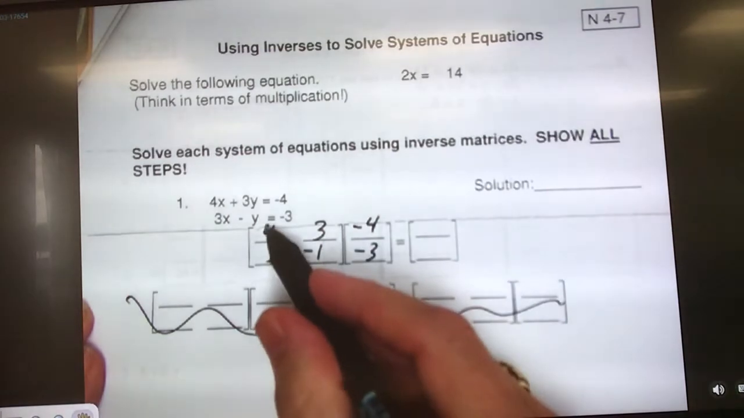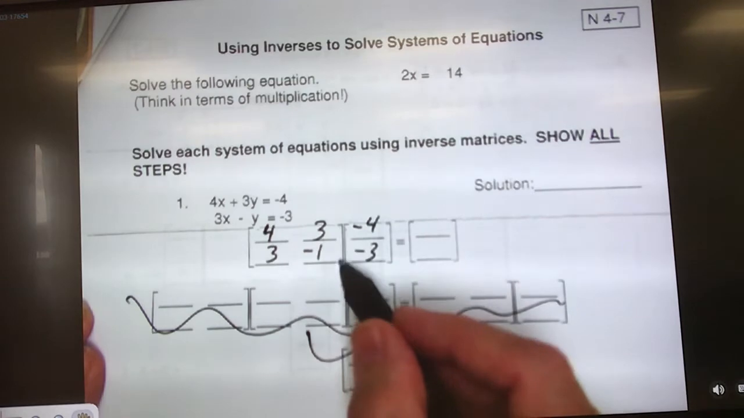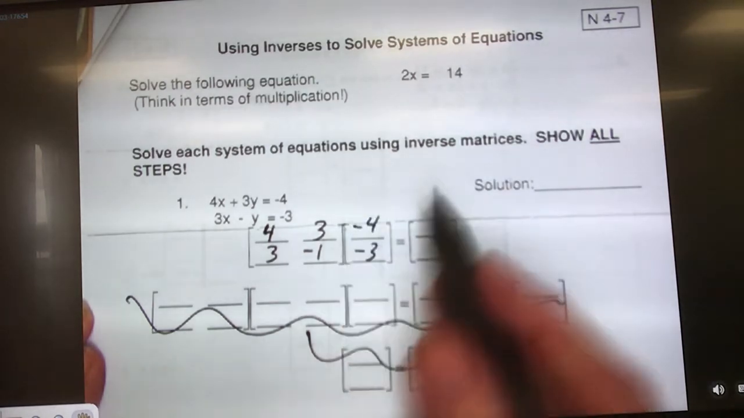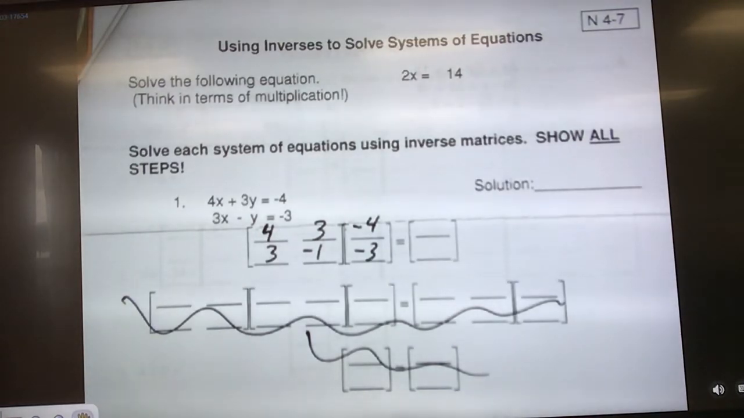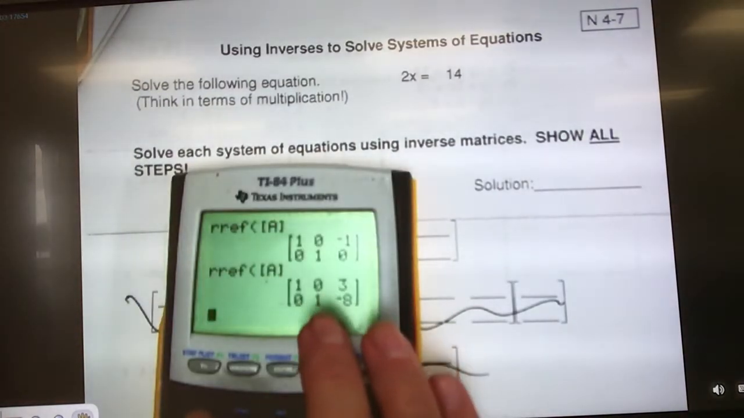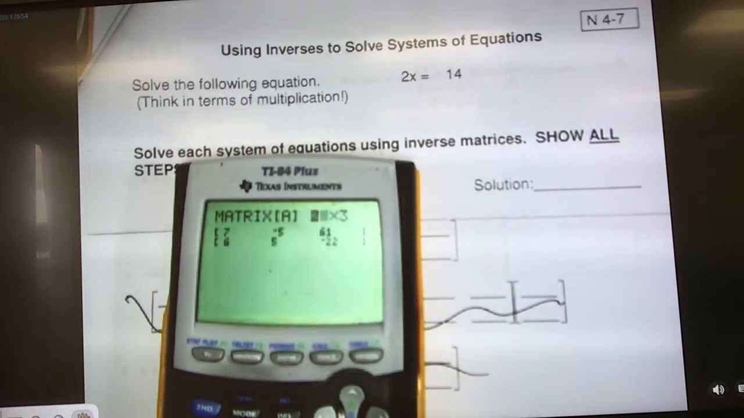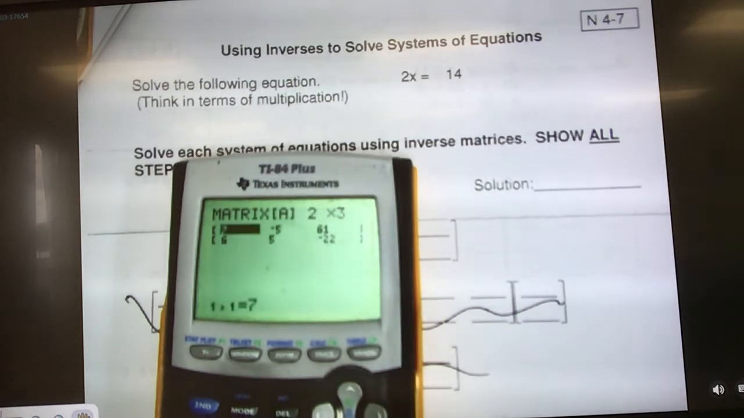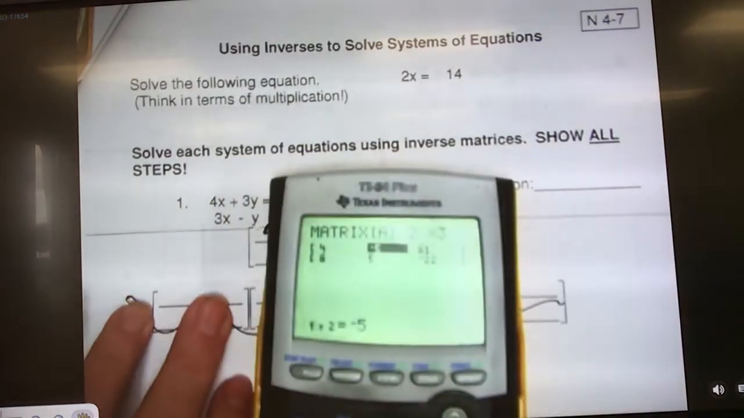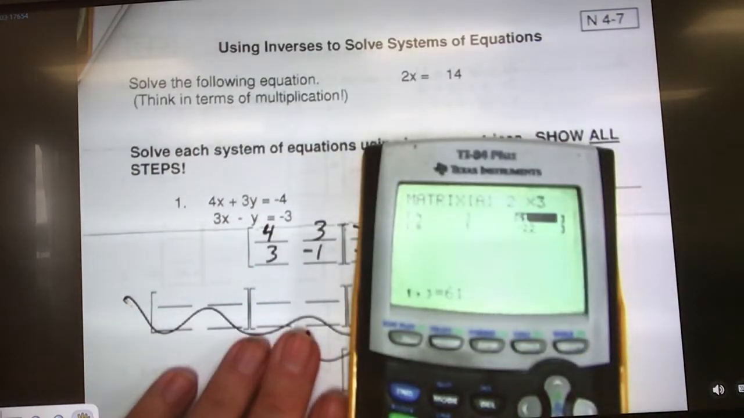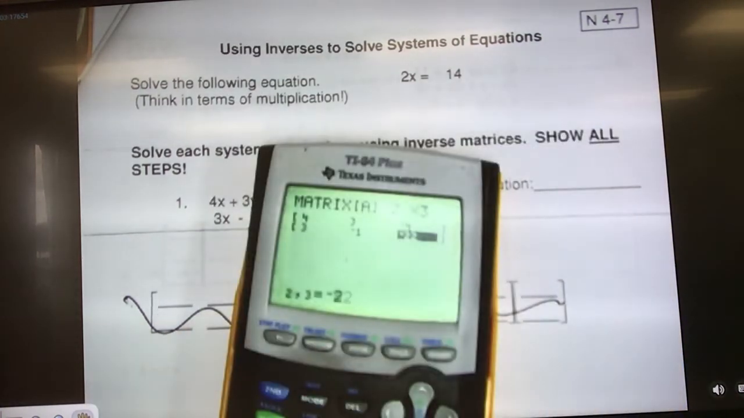So now I have myself a 2 by 3 matrix. Don't worry about these inner brackets. They're not supposed to be there, so just pretend they're not. It's a 2 by 3 matrix. So I build myself a 2 by 3 matrix in my calculator. I hit second, matrix, go over to edit, and number one, I build a 2 by 3 matrix. And then I'm going to put the new numbers in. So I have 4, enter, 3, enter, -4, enter, 3, enter, -1, enter, and -3, enter.